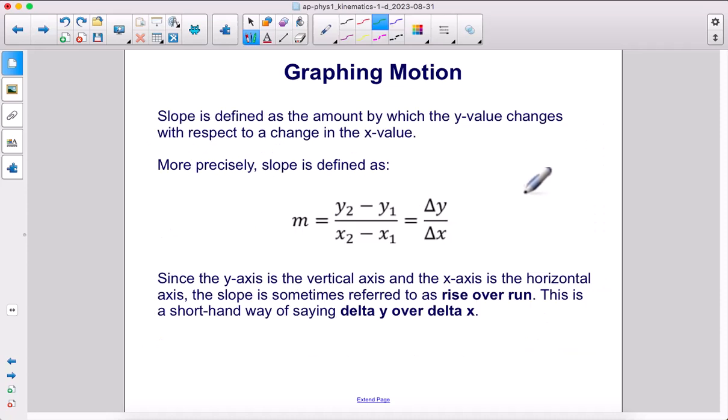Slope is defined as the amount by which the y value changes with respect to a change in the x value. If you have 2 points and you want to find the slope of the line between those points, this point is x1, comma, y1. This point, let's say, is x2, comma, y2. We can find the slope using this equation, y2 minus y1 over x2 minus x1, which is the change in y over the change in x. Since the y-axis is the vertical axis and the x-axis is the horizontal axis, the slope is sometimes referred to as rise over run. This is a shorthand way of saying delta y over delta x.